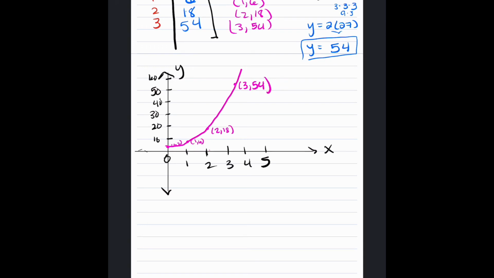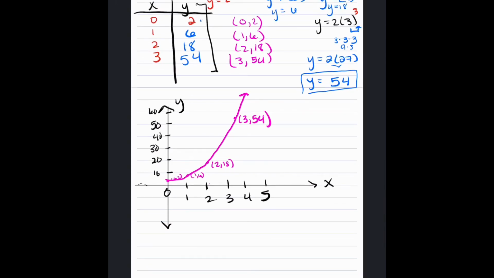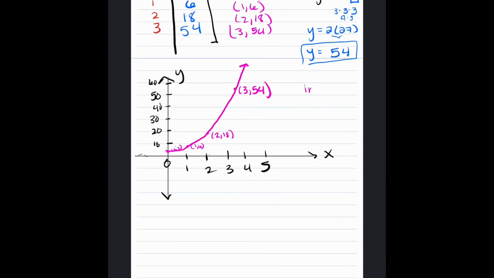So you could see this curve kind of shoots up right away. It makes sense because the number of sick students was tripling. So the number of sick students is going to increase really fast, which is why this is such a steep curve. Okay, so we have our graph here. We can see that this graph is increasing. So I could say that right away.